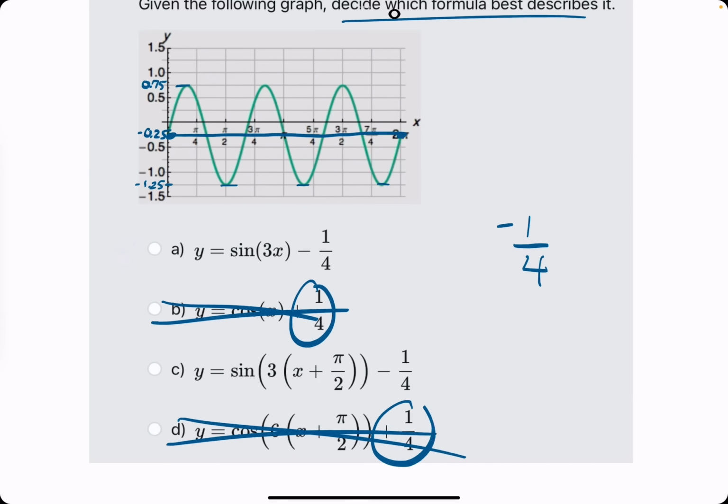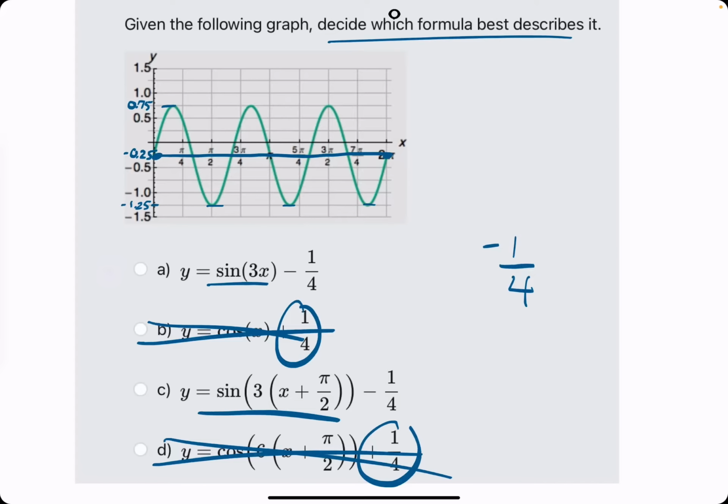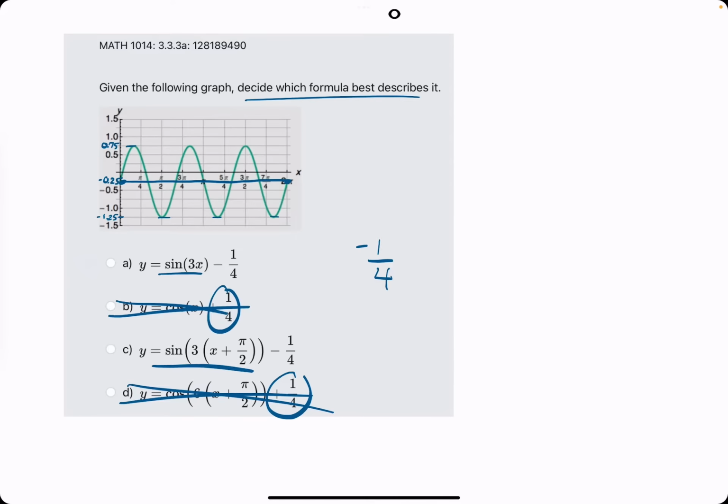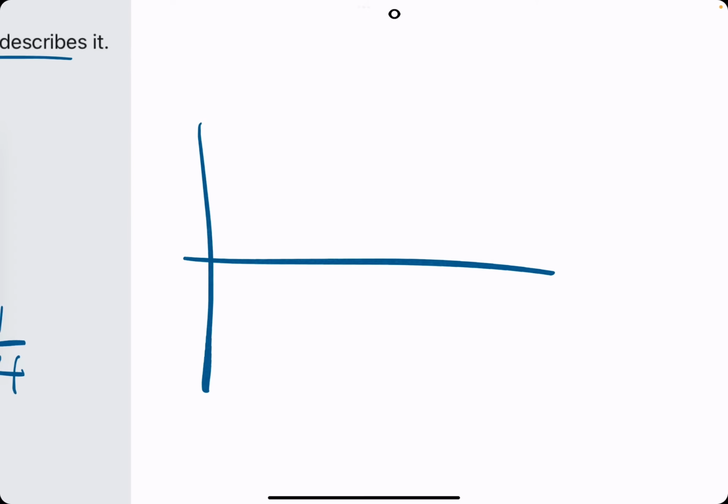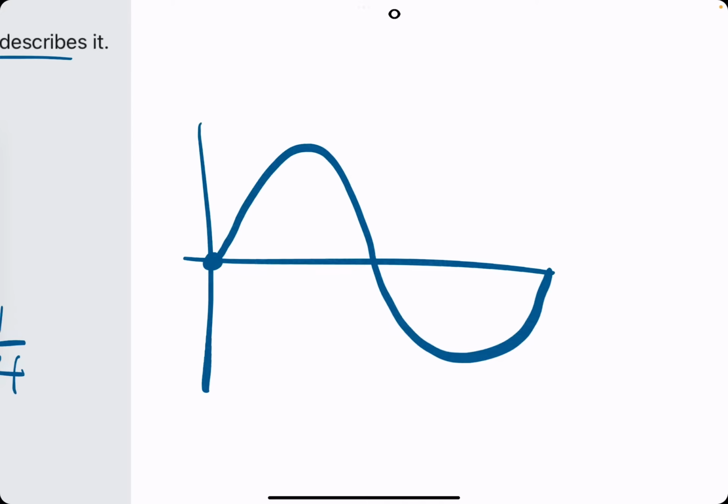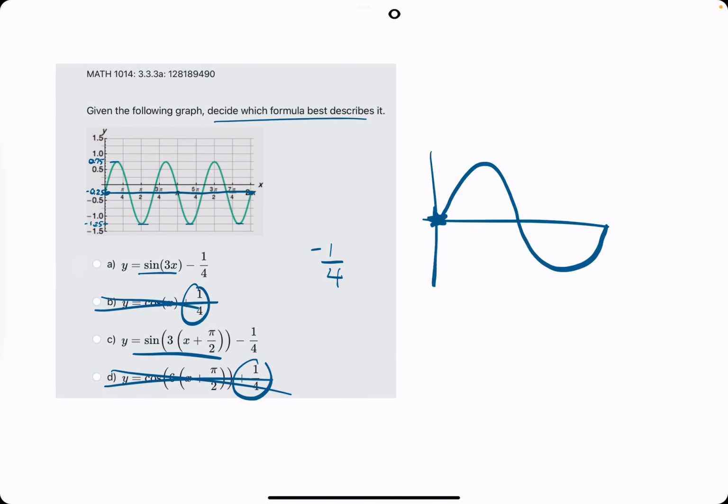Okay, so now what's the difference between this and this? Let's see. They both have the 3 in front of the x, except one is just shifted a little bit. And it might help to recognize that if we think back to our sine function, our original sine function starts at 0, 0, works its way up, then down, then up. But starting at 0, 0 is the key.